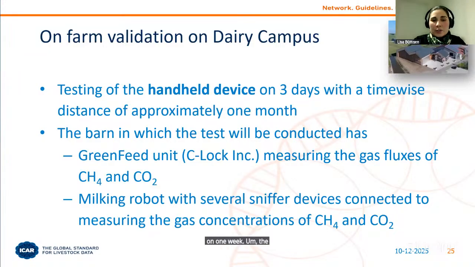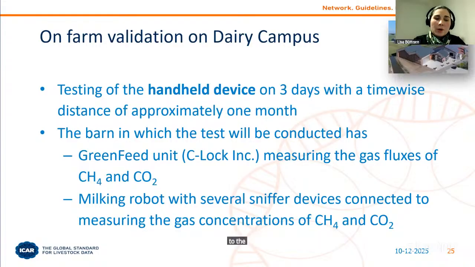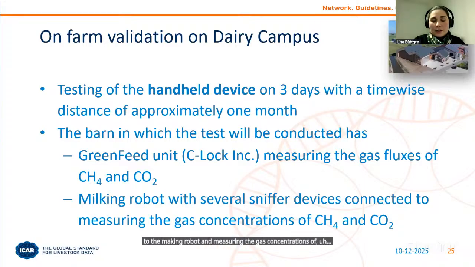The barn in which the test will be conducted is basically the same as before. So it's equipped with a green feed unit and with a milking robot with several sniffer devices connected to the milking robot and measuring the gas concentrations of methane and CO2.